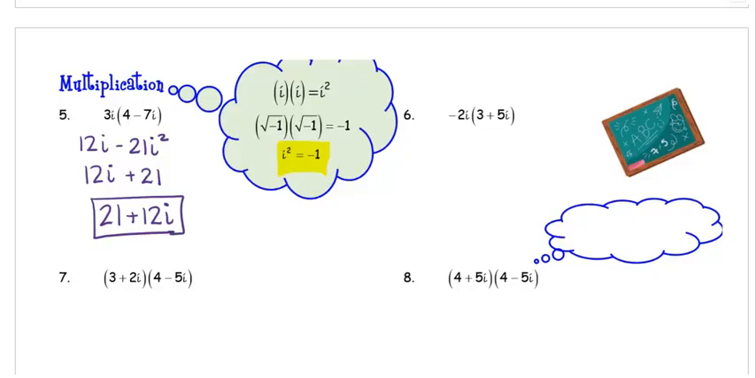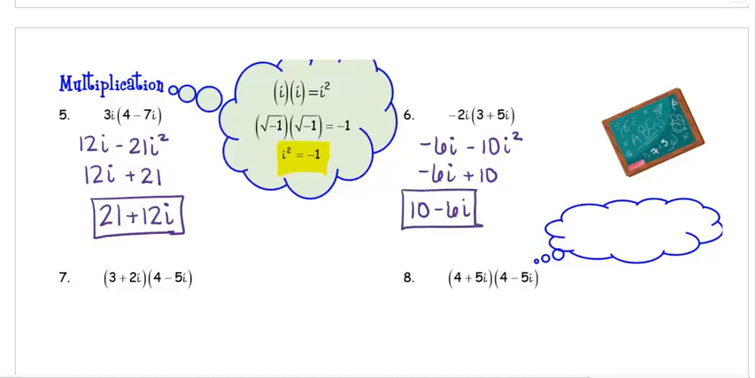Let's take a look at number 6. Again, I want to distribute. 2i times 3 is going to give me a negative 6i. Negative 2i times 5i is going to give me a negative 10i squared. So this is negative 6i, and then a negative 10i squared, that's a negative 10 times a negative 1, which gives me a positive 10. Writing that in standard form, that's 10 minus 6i then.